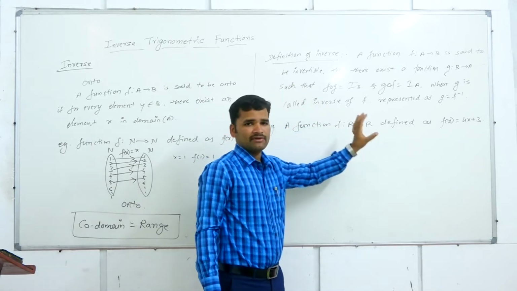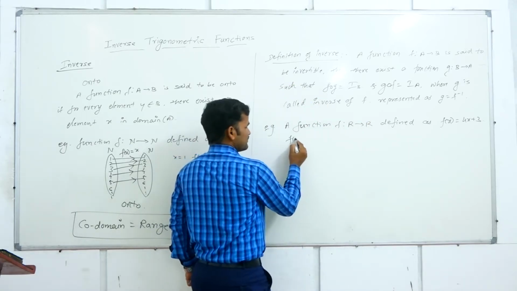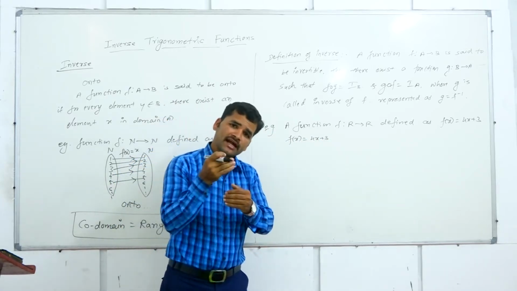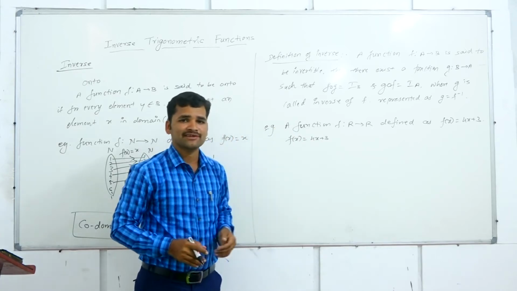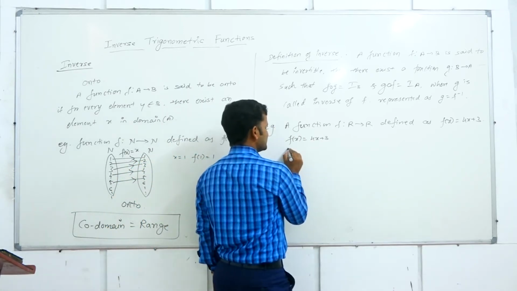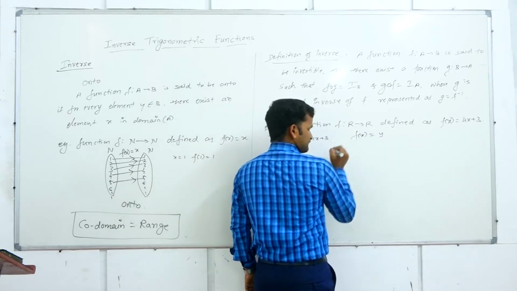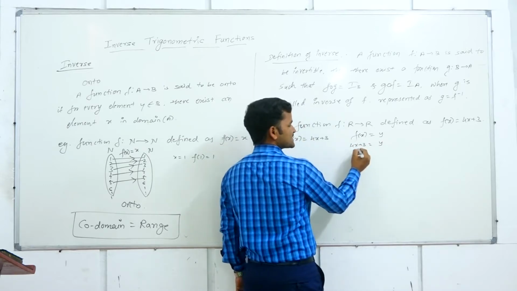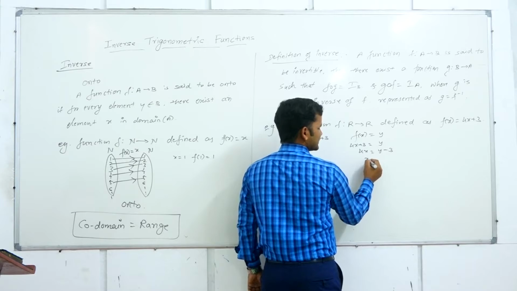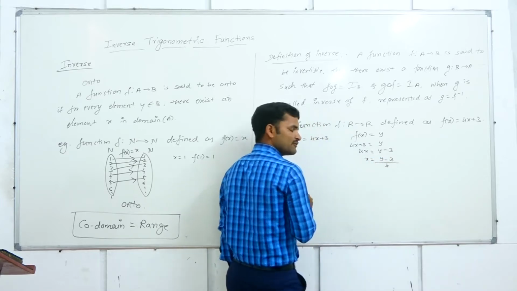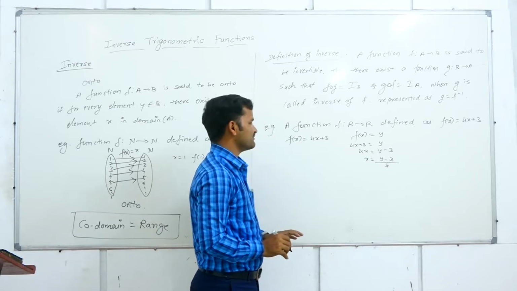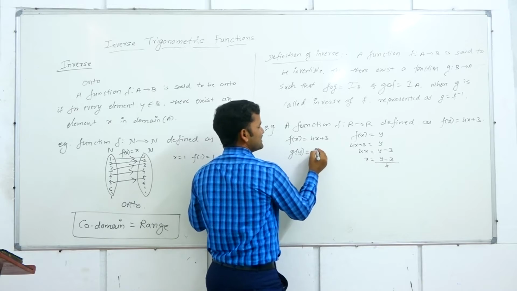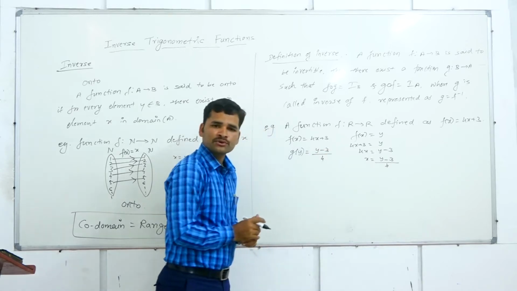According to this definition, f of x is equal to 4x plus 3 is the given function. Then I will identify another function g, which is the inverse of this given function f. How will you identify? You just take f of x is equal to y. That is 4x plus 3, which is equal to y. Separate for x: 4x is equal to y minus 3, so x is equal to (y minus 3) divided by 4. Then you write g of y is equal to (y minus 3) divided by 4.